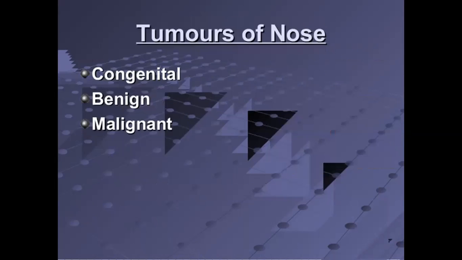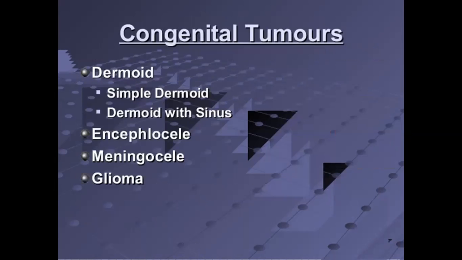Now tumors. Tumor is again clinically important. So tumors of the nose can be congenital, by birth, then benign, non-cancerous, then cancerous or malignant. So we will see the tumors. There can be dermoid. That dermoid, a swelling over the cyst, we will see. That can be a simple dermoid or a dermoid with sinus.